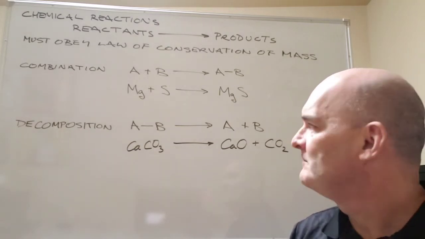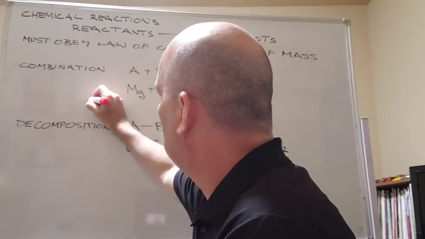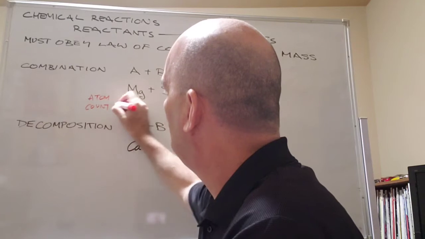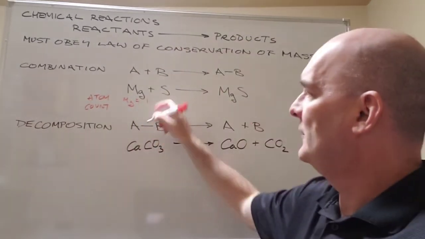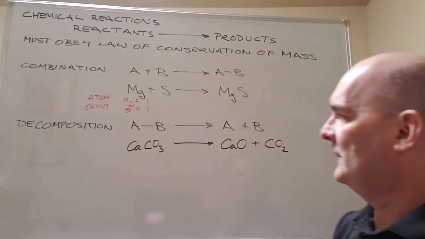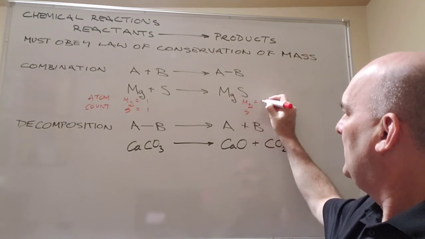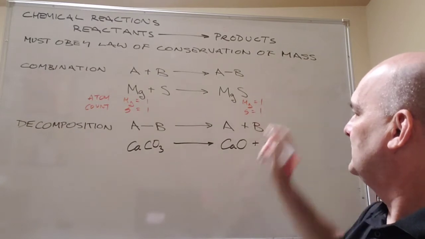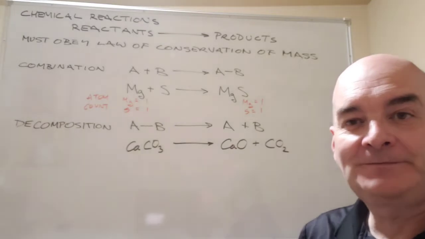That's it. Now we know this is a balanced equation if we count the atoms on the left. The number of times that magnesium appears on the left is 1, and the number of times that sulfur appears on the left is 1, and the number of times that magnesium appears on the right is 1, and sulfur appears 1 time on the right. It's a balanced equation.